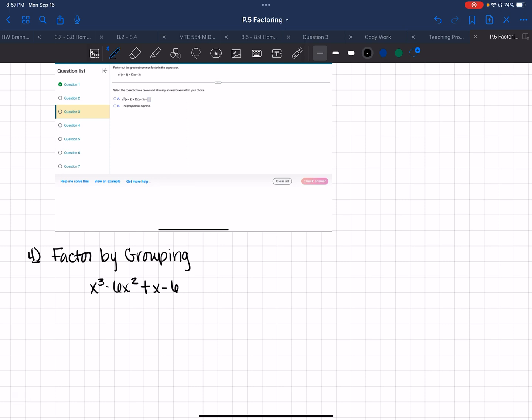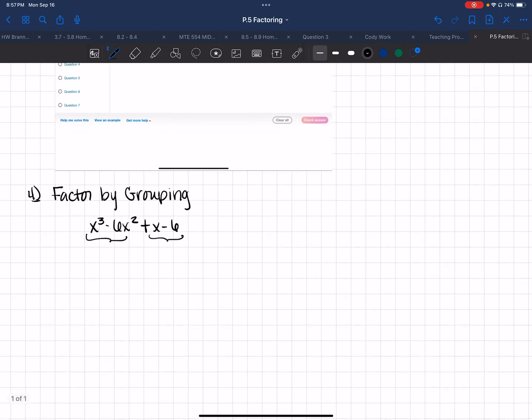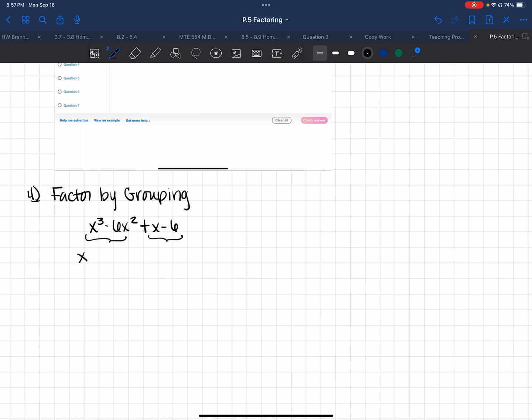So I'm going to go ahead and look at the first 2 together, and then I'm going to look at the last 2 together. So I have x cubed minus 6x squared, and I ask myself what can come out of both of those terms, what can factor out. That's going to be an x squared, and what do I have left? Well, x squared times what gives me x cubed? That's going to be x, minus x squared times what gives me 6x squared, so minus 6.